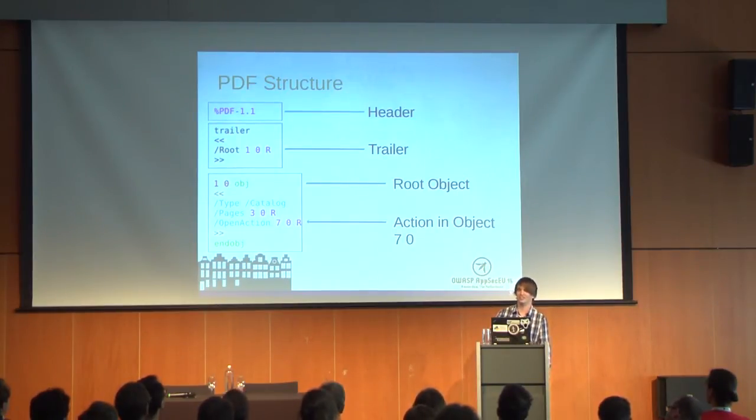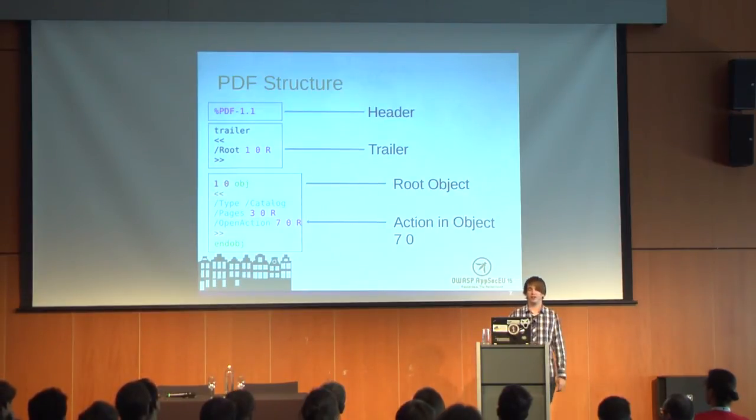Then you need the trailer. The trailer can specify a lot of stuff, but it's basically used to specify the root object, which basically is the starting point of your PDF. And as you can see, objects are always referenced by the first and the second number. The second number is like a versioning system, but I never used it. It's always zero.